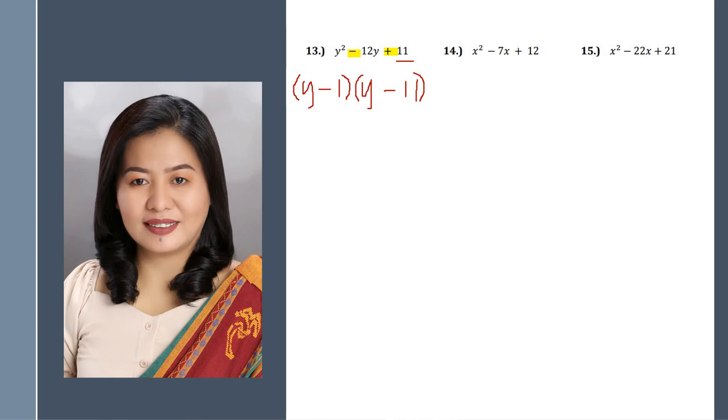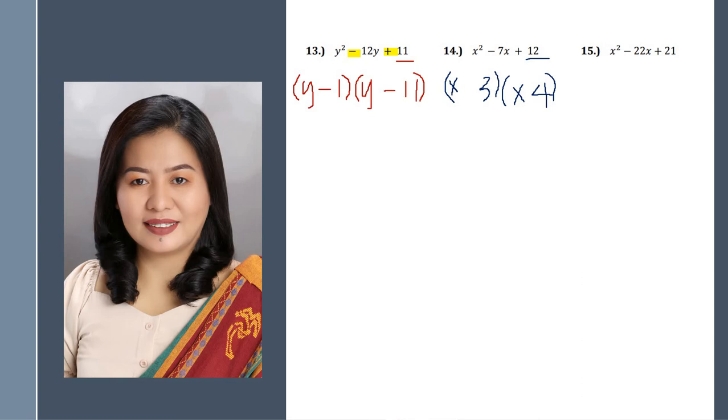Moving on to our next number. The next number would be x squared minus 7x plus 12. So the factors of x squared are x and x. And factors of 12 that give you a sum of 7. That would be 3 and 4, right? 3 plus 4 is 7, and 3 times 4 is 12.